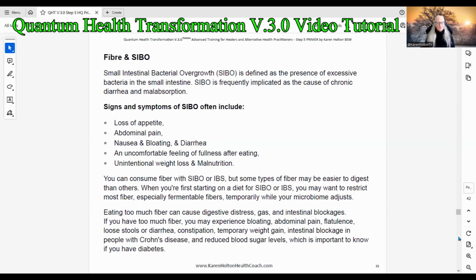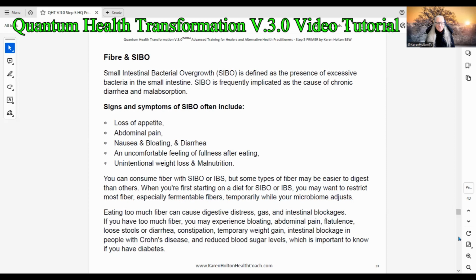You can consume fiber with SIBO or IBS, but some types of fiber may be easier to digest than others. When you're first starting on a diet for SIBO or IBS, you may want to restrict most fiber, especially fermentable fibers, temporarily while your microbiome adjusts. Eating too much fiber can cause digestive distress, gas, and intestinal blockages.